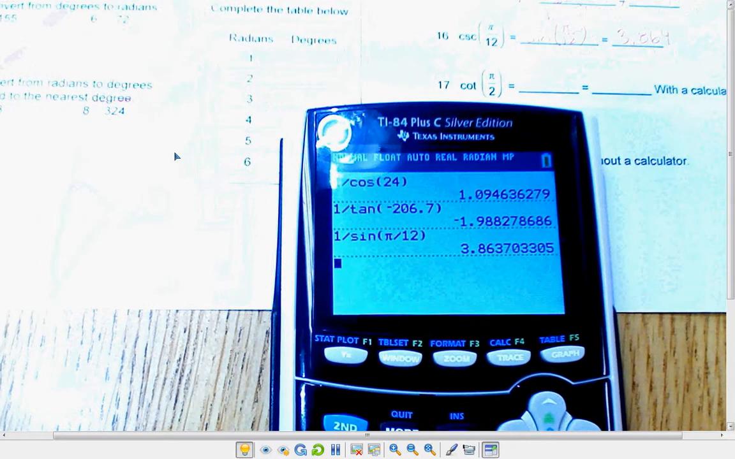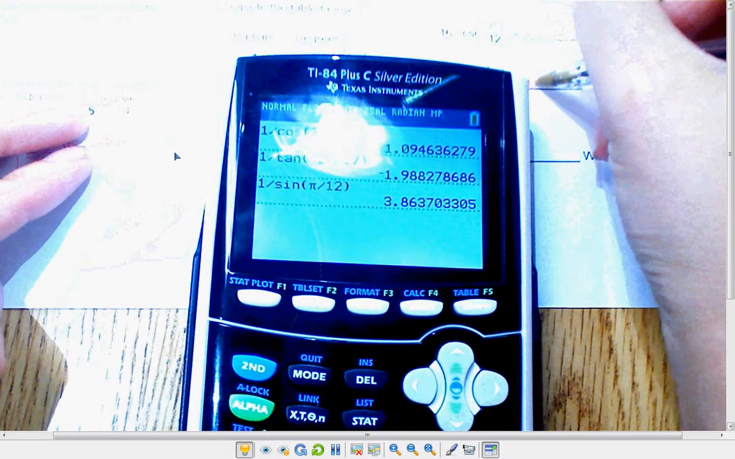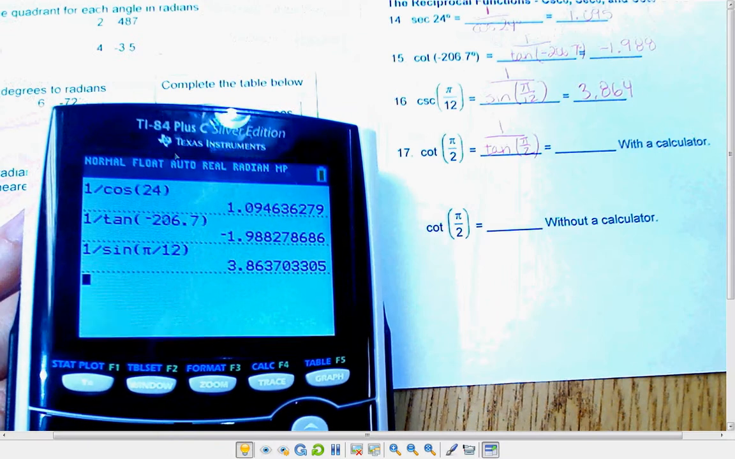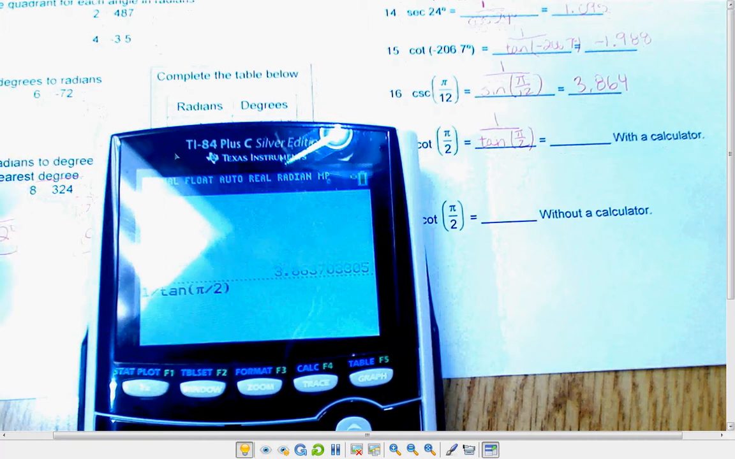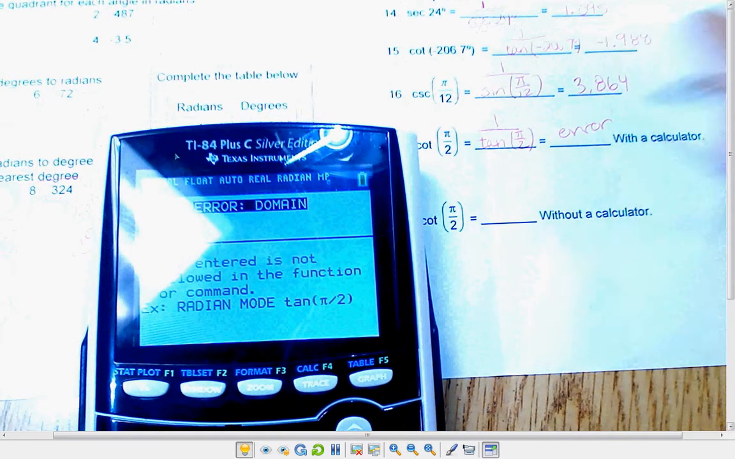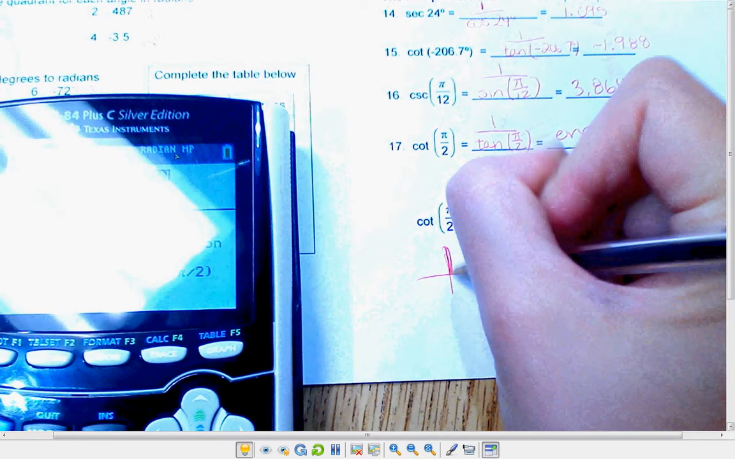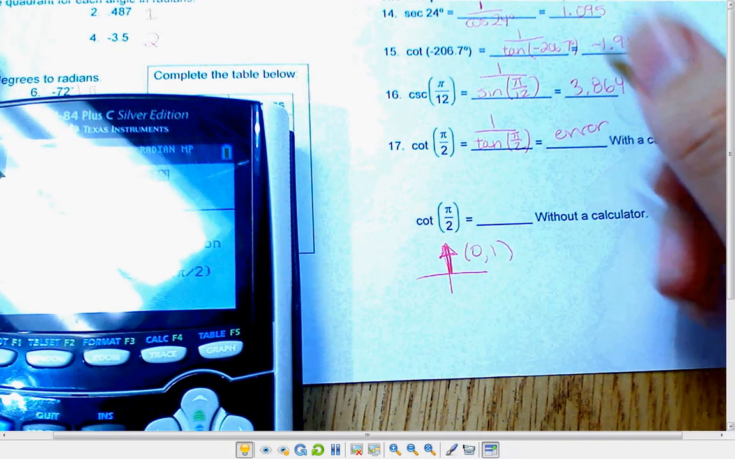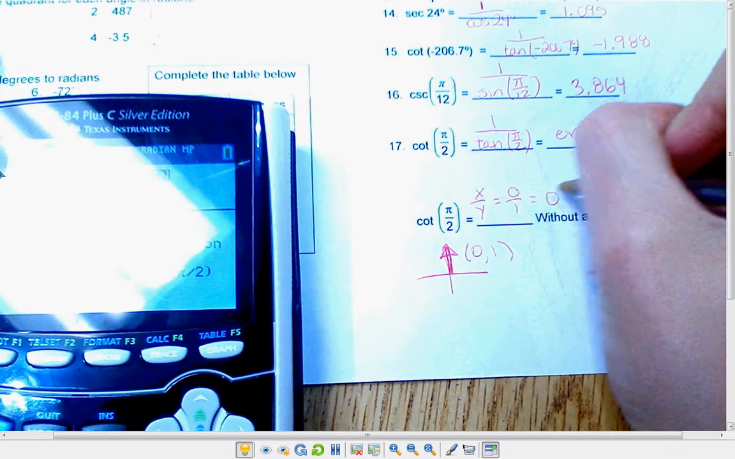Cotangent of pi over 2. So for cotangent of pi over 2, we're going to do 1 over tangent of pi over 2. I'm already in radian mode. When I do it, it gives me an error. Without a calculator, if I were to plot pi over 2, it would be a quadrantal angle pointing up, which is the point 0, 1. Cotangent is x over y, which is 0 over 1, which is actually 0.